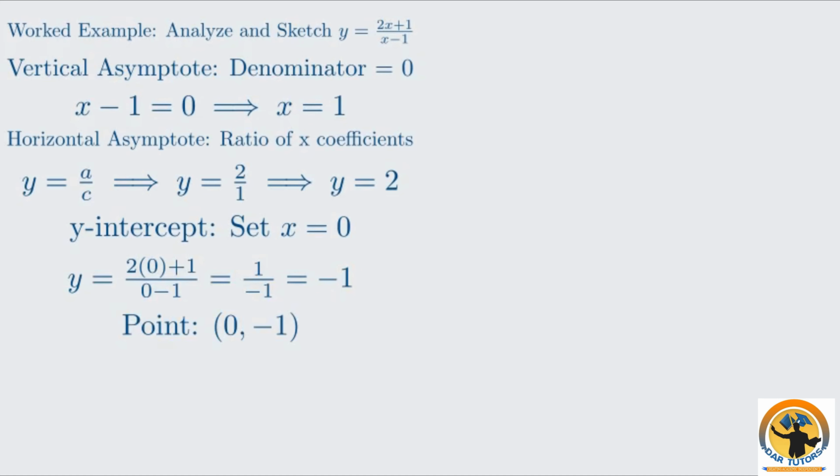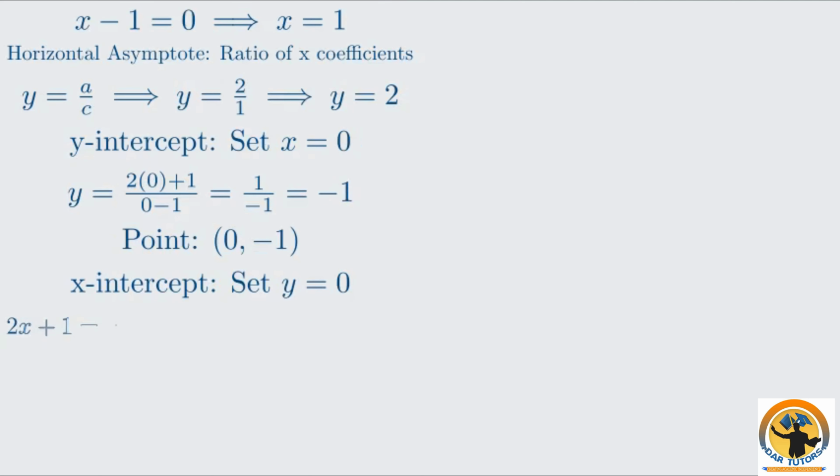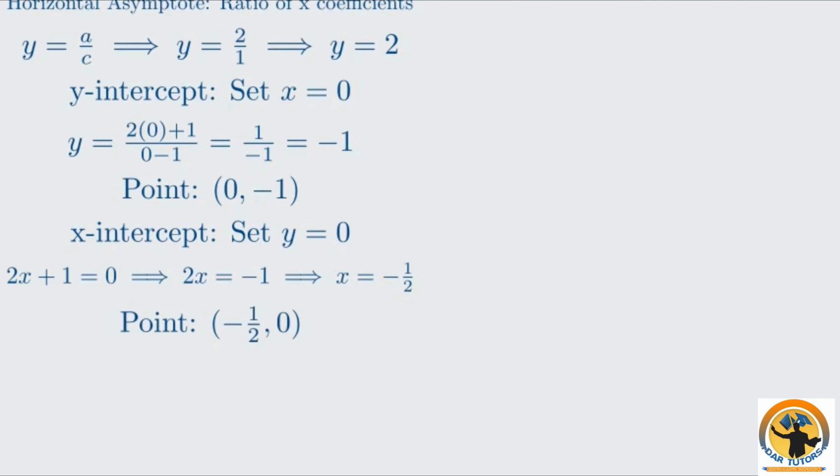The x-intercept is found by setting y, or f of x, to 0. A fraction is 0 only if its numerator is 0. So we set the numerator 2x plus 1 equal to 0. Solving for x gives us x equals negative 1/2. The x-intercept is at the point (-1/2, 0).